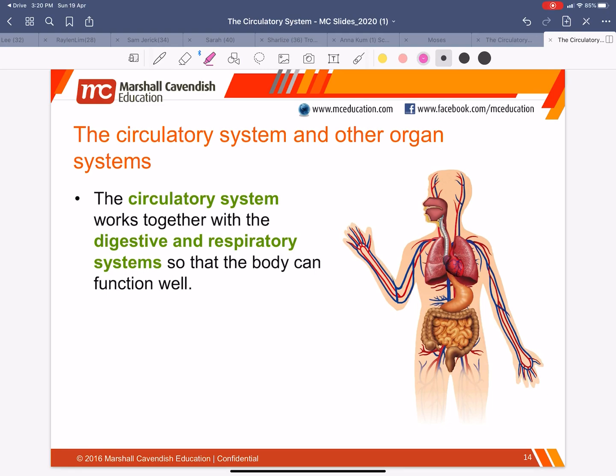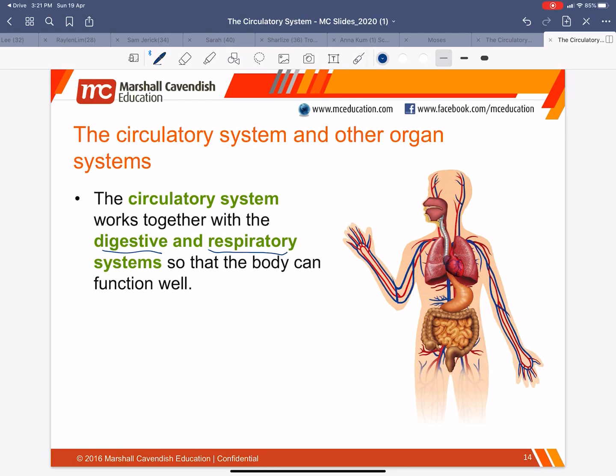Now, the circulatory system doesn't just work as a single system on its own. It is actually very closely linked to your digestive and respiratory system. Why? So remember, I told you in order for respiration to happen, it must have two things. One, digested food. Two, it also needs oxygen. You get your digested food from your digestive system and your oxygen from your respiratory system.